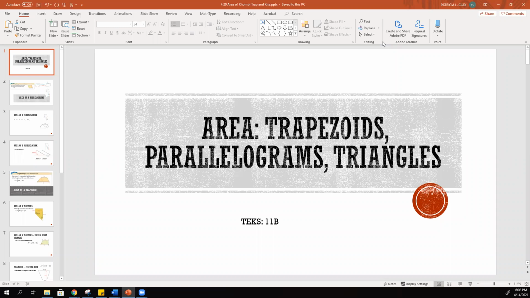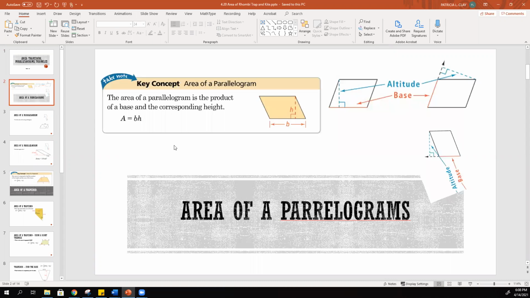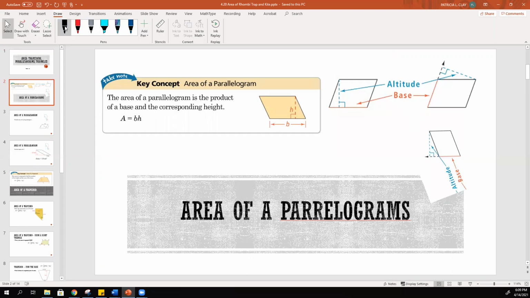Today we will continue to talk about area, but today we're focusing on trapezoids, parallelograms, triangles, rhombi, and kites. We got a whole bunch to cover. So let's refresh what we talked about yesterday on our parallelogram. The area of a parallelogram is the product of the base and the height. So remember the formula was area is equal to base times height.